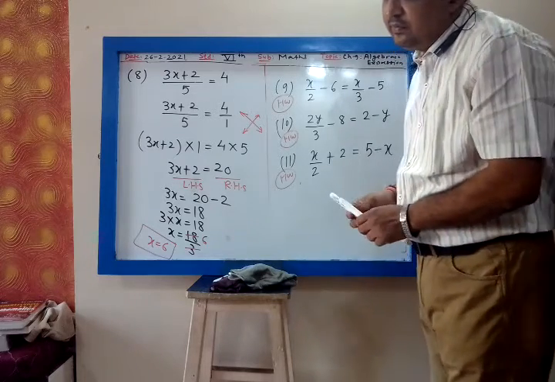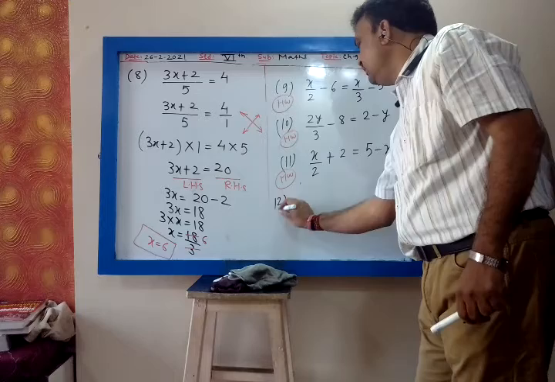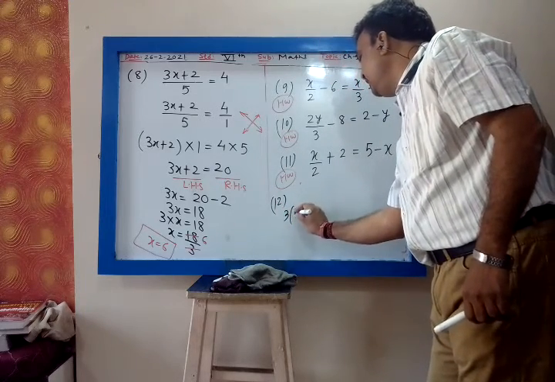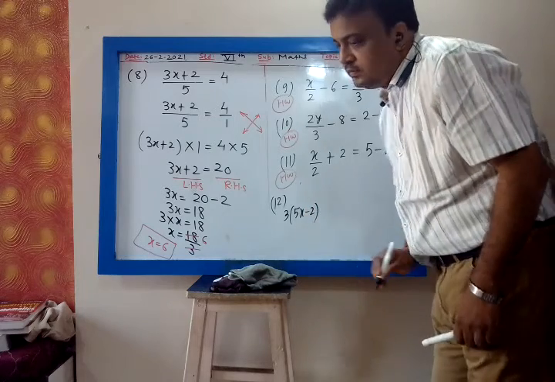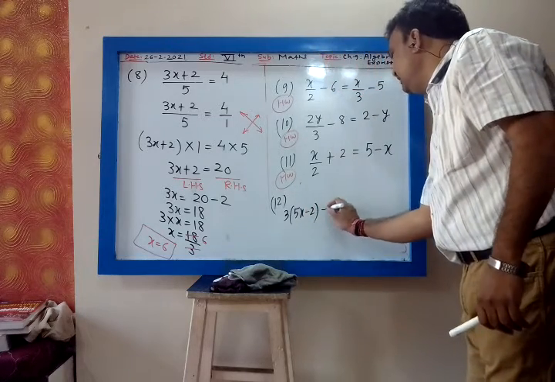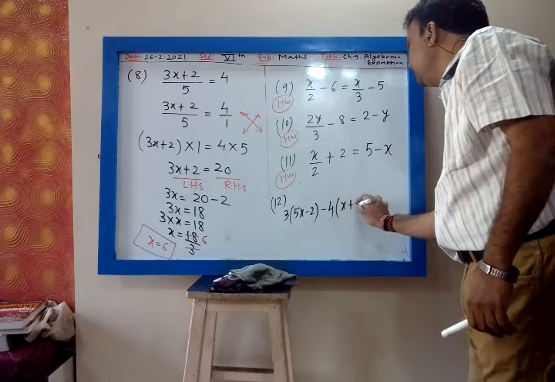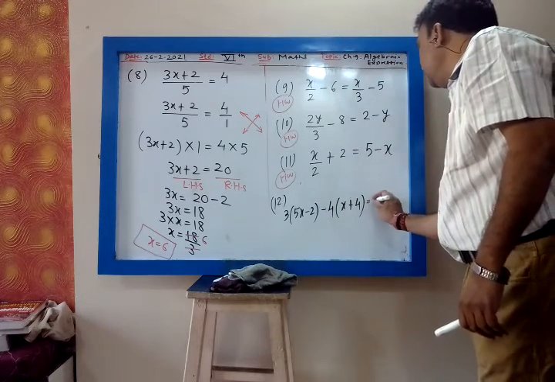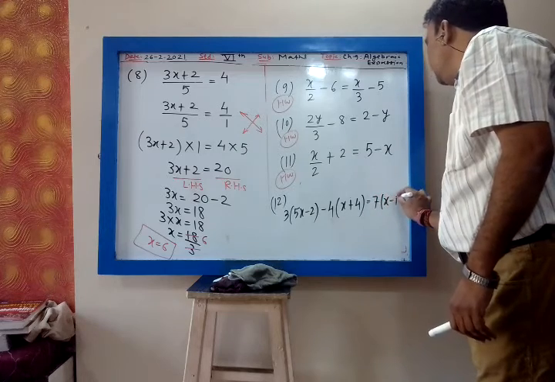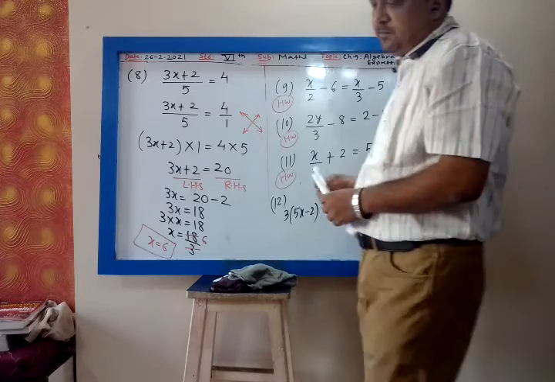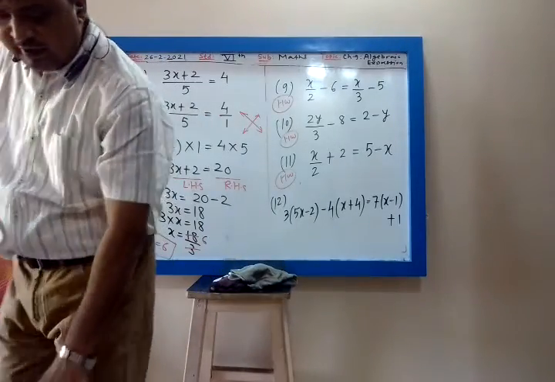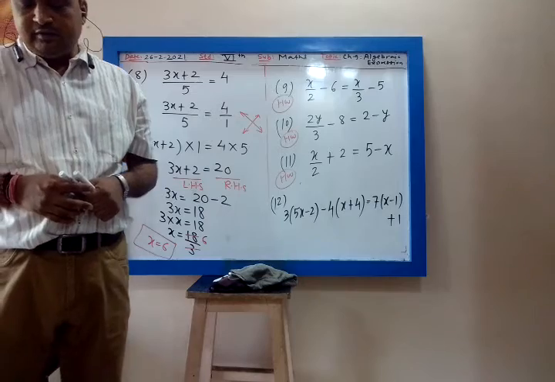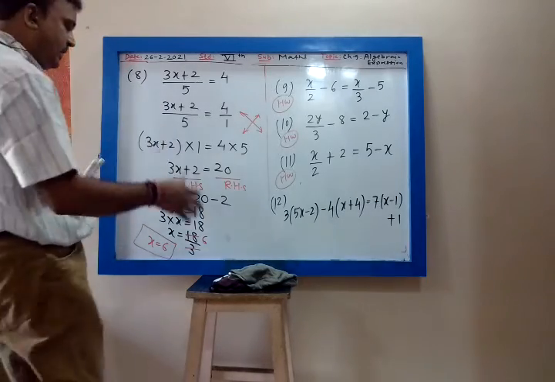Now the 12th I will do. That is 3 into (5x minus 2) minus 4 into (x plus 4) is equal to 7 into (x minus 1) plus 1. 3 into (5x minus 2) minus 4 into (x plus 4) is equal to 7 into (x minus 1) plus 1. Okay. So 12.